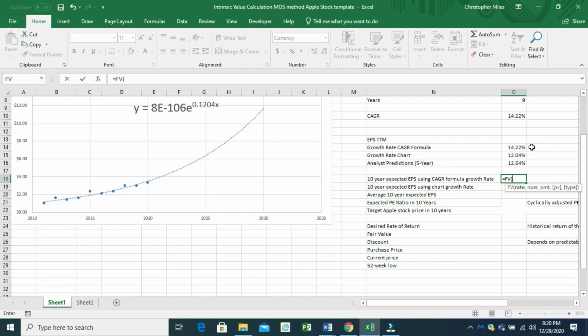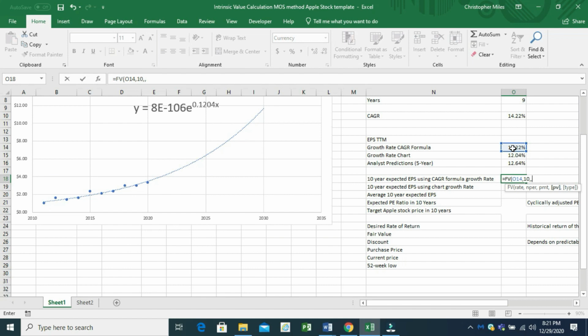So that is going to be the 14.2%. So that's our rate, comma, number of periods, we're looking for 10 years. So I'm just going to enter 10. There's no payment. This is actually a formula for interest payments. So there's no payment, we're going to skip that. So I'm just going to push another comma. And this is going to be the present value.